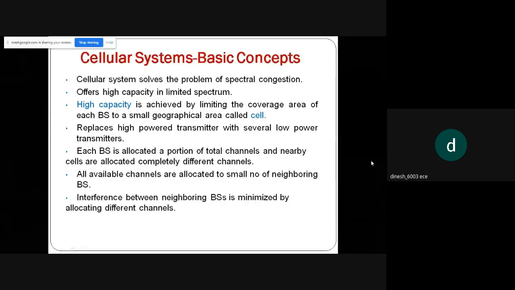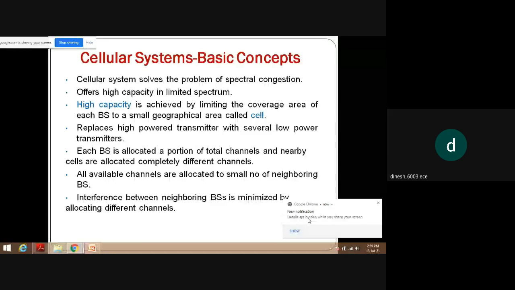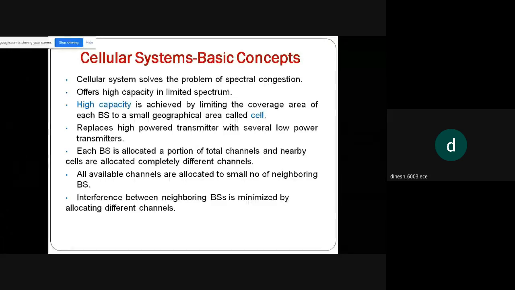My presentation starts with the first topic of Unit 1, which is cellular systems basic concepts. First, let us see what is the necessity for cellular. The cellular system solves the problem of spectral congestion.